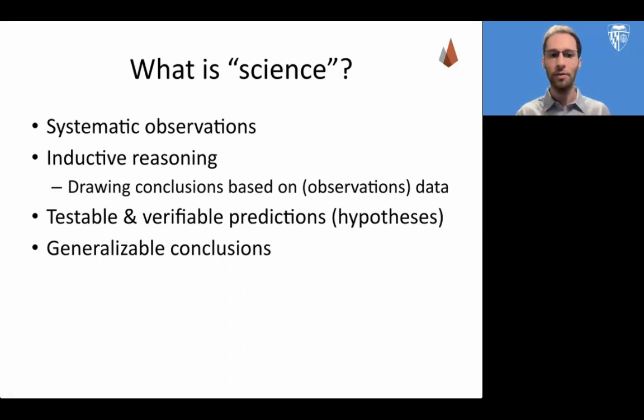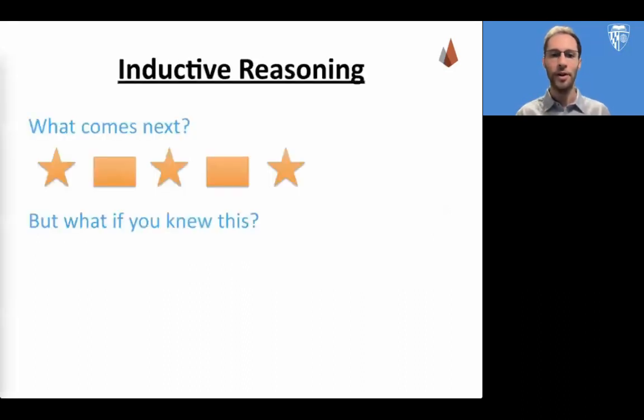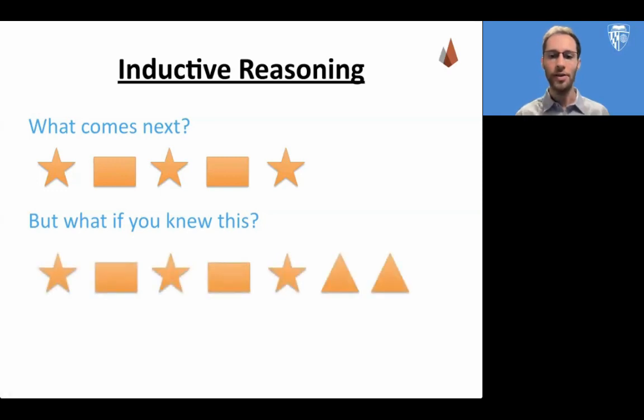There's a nice example of inductive reasoning from your textbook that I want to share with you. So, for example, if you see this sequence, the star followed by the rectangle repeating itself a few times, and you're asked to predict what comes next, you'll probably pick the rectangle. But that's with only 5 shapes in the sequence. What if we had more information? What if we knew this? If we knew this, the 2 triangles coming after the third star, now we might make a different prediction.